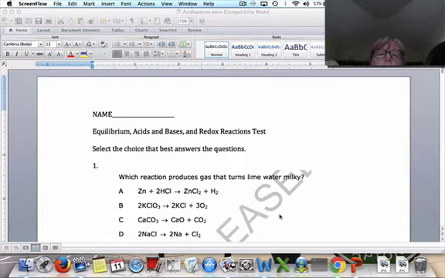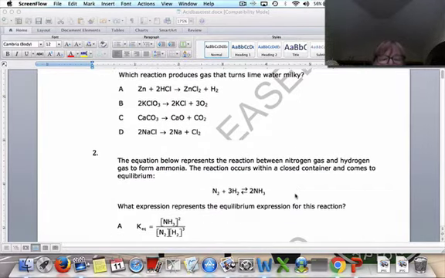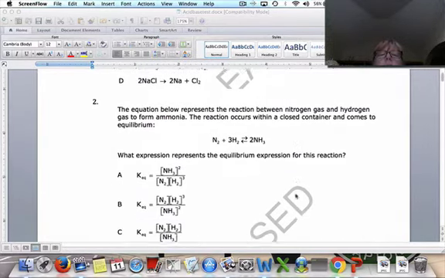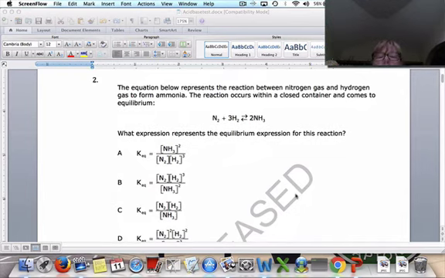So number one, which reaction produces a gas that turns lime water milky? The gas that turns lime water milky is carbon dioxide gas. And so the correct answer to number one is C. Now that's a review question, and so that's not going to be on the test. Okay, number two will definitely be on the test.